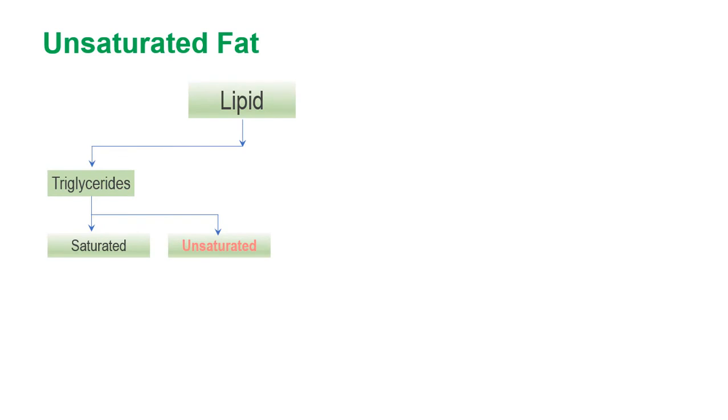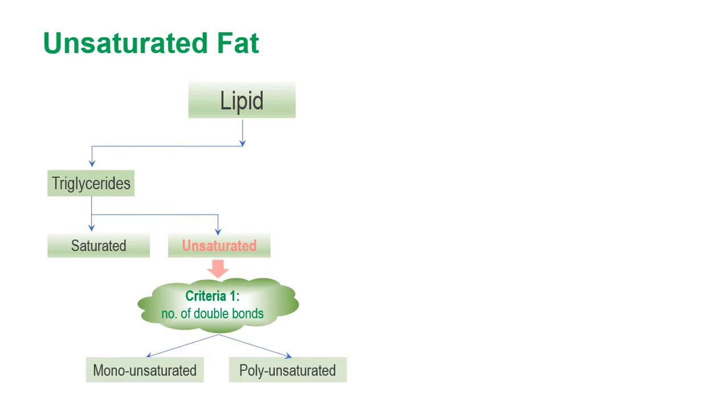Unsaturated fat can be further classified into different types. There are different bases to classify them. If they are to be classified on the basis of how many double bonds exist in fatty acids, they can be divided into 2 types: monounsaturated, which has only 1 double bond, and polyunsaturated, which has 2 or more double bonds. Next, unsaturated fat can also be classified into different types depending upon the nature of bonds.